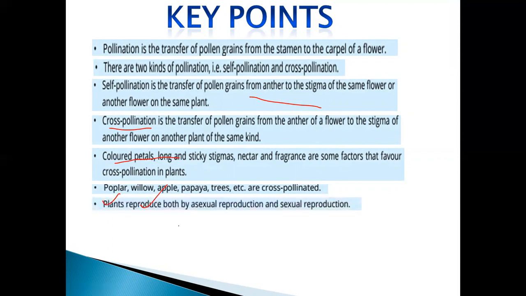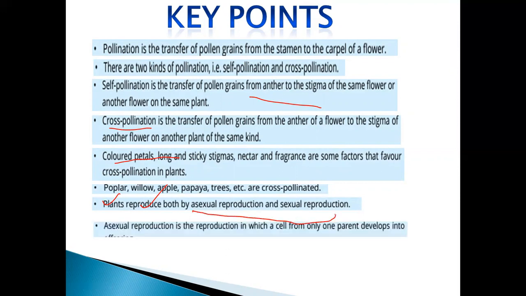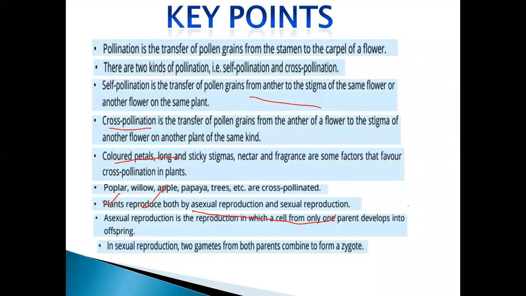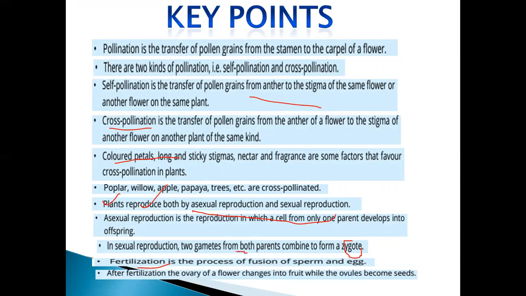Plants reproduce both sexually and asexually, so there are two types of reproduction. Asexual reproduction involves only one parent, and sexual reproduction involves both parents, a combination of two gametes, and they form a zygote. Fertilization is the fusion of sperm and egg, after that the zygote is formed, and the zygote changes into an embryo. So after fertilization, the ovary of the flower changes into fruit while the ovules become seeds.